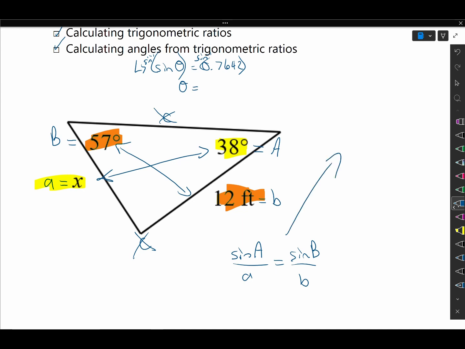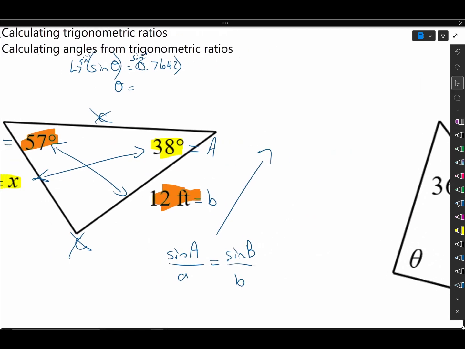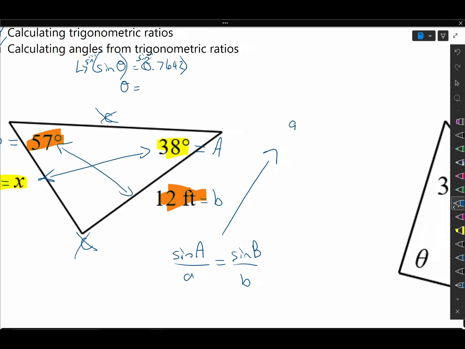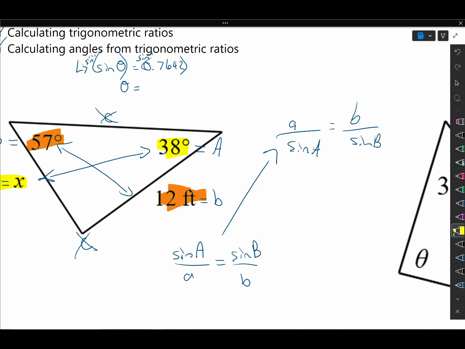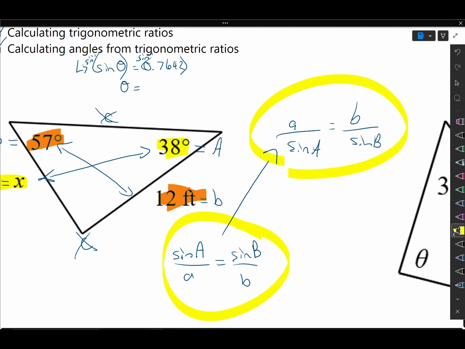If this sine law is true, then the reciprocal would also be true. And that is, we know that a over the sine of A will be equal to b over the sine of B. Now, either of these forms will be suitable for us depending on the unknown that we're trying to find. If you accidentally use the wrong form, that's fine. There's just one extra step in the algebra.